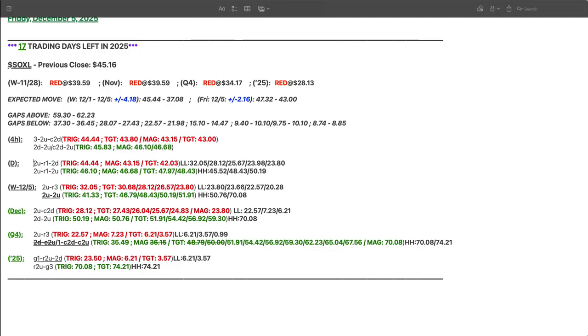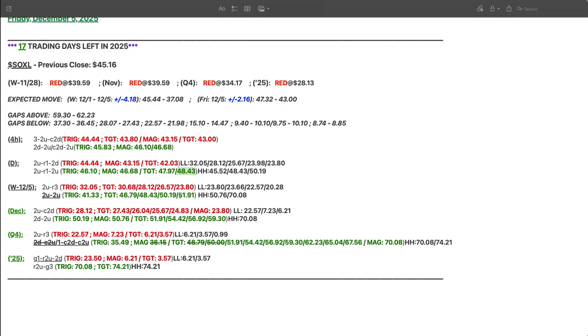If you're looking at the day chart, if we breach Thursday's low, again, 44.44, that triggers a 2-1, 2 down. Magnitude of that move is 43.15. If we push down past that, we do have an extended target of 43. If we go to the upside tomorrow, if the day chart goes 2 up, that triggers at 46.10, triggering a 2-1, 2 up. Magnitude of 46.68. And we've got extended targets of 47.97 and 48.43 for you.